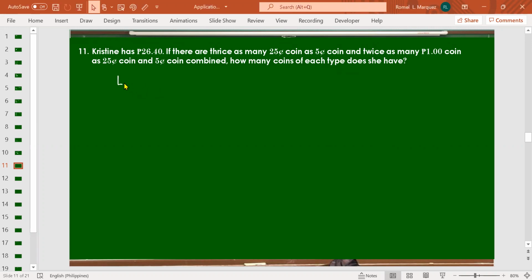Guys, sinong ilelat natin? What are we going to let? Let what? Let X, number of what? 5 centavo coins. Ilan ang 25 centavo coin?